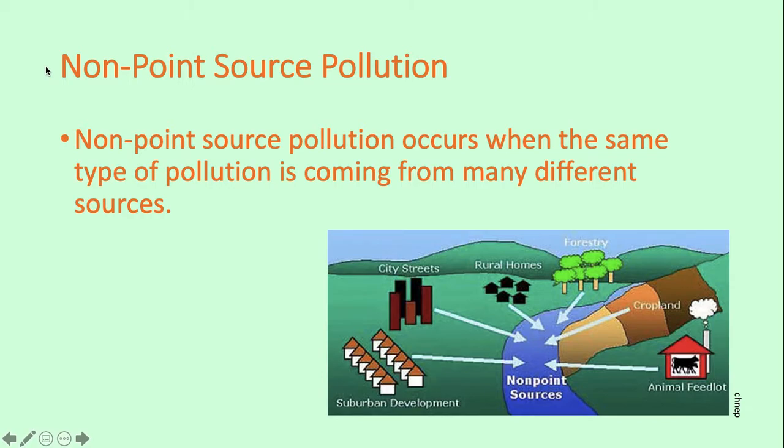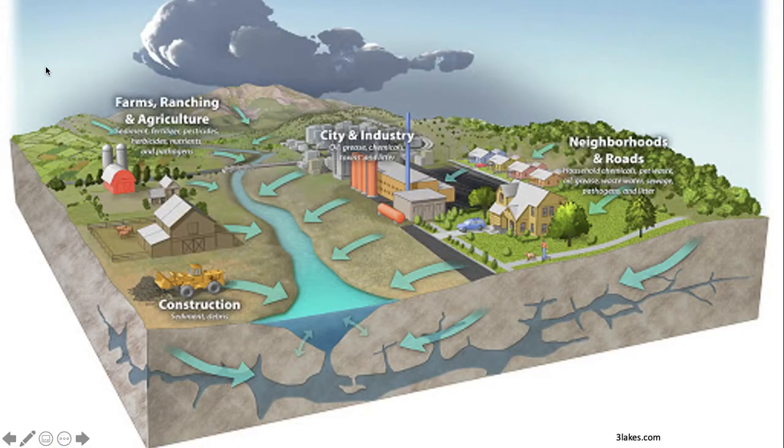Non-point source pollution. That's when the same type of pollution is coming from many different sources. There's lots of stuff in a watershed, lots of sources, and sometimes you can't exactly pinpoint where pollution's coming from.